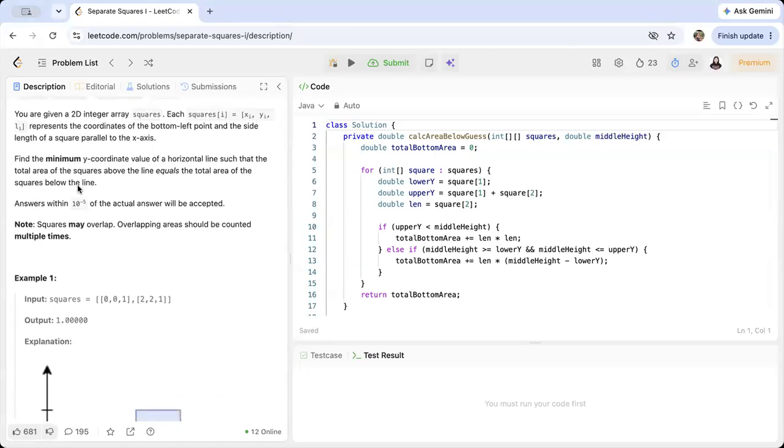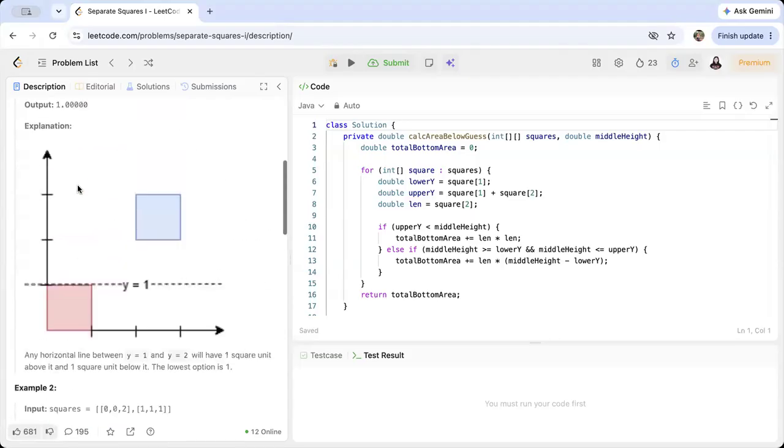So we have to find, and the squares can overlap. So we have to find a line where the area of the squares below it is exactly equal to the area of the squares above it. And if there are multiple possible lines, then we have to select the lowest possible line.